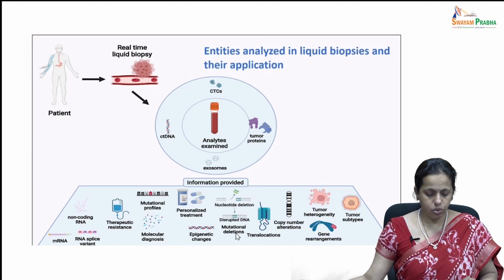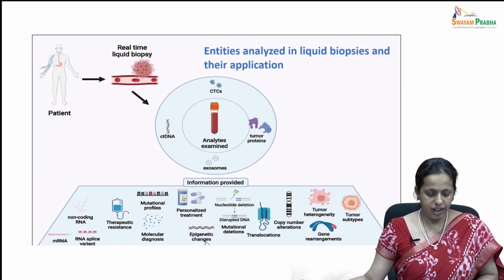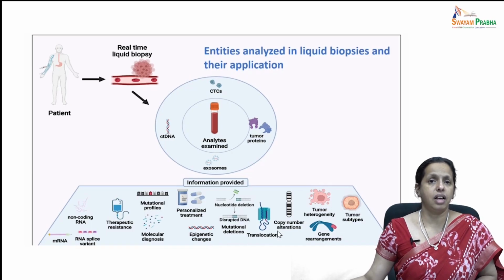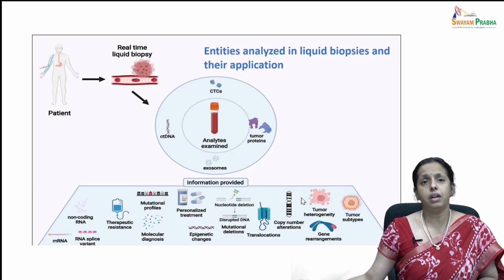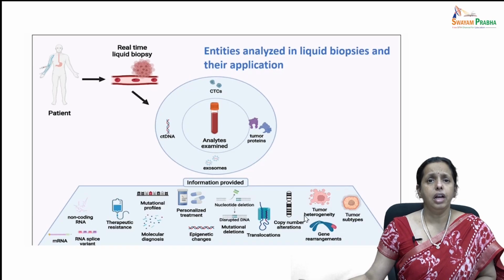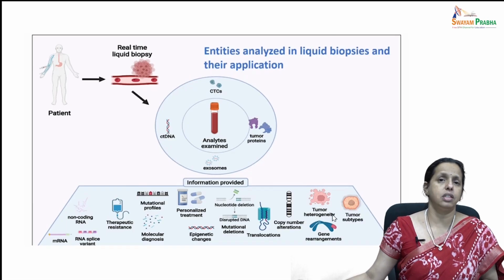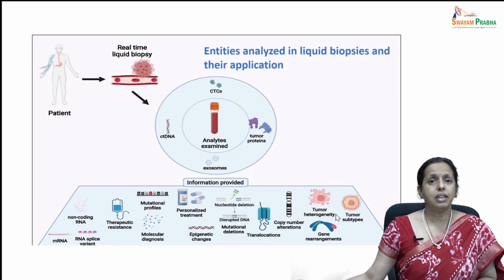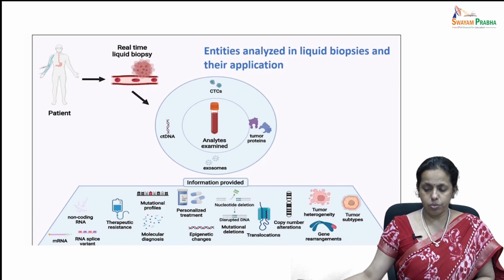So then you can even look for your disrupted DNA and your epigenetic changes, then your translocations, your CNVs, very importantly the copy number variations, especially for leukemias. You can really look into this, and then you can even ascertain your tumor heterogeneity, and then, as you recollect from our first two slides, we can stratify them or classify the tumor subtypes.